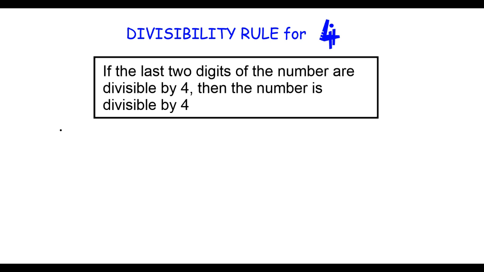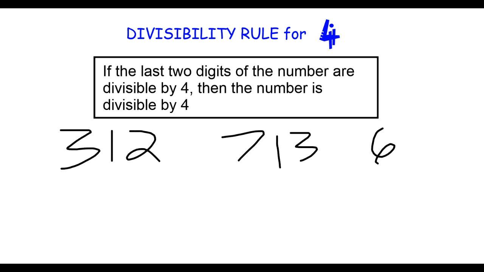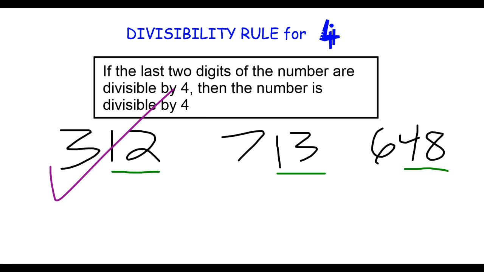So let's take 3 different numbers here. 312, 713, 648. Now for the divisibility rule for 4, we're looking at the last 2 digits, so just the 12, the 13, and the 48. Not as the sum of the 2 digits, but the 2 digits themselves as a separate number. In this case, 12 can be divided by 4, so the entire 312 can be divided by 4. 13 cannot be divided by 4, at least not evenly, so 713 is not divisible by 4. 48 divided by 4 is 12 without a remainder, therefore the entire number 648 is divisible by 4.